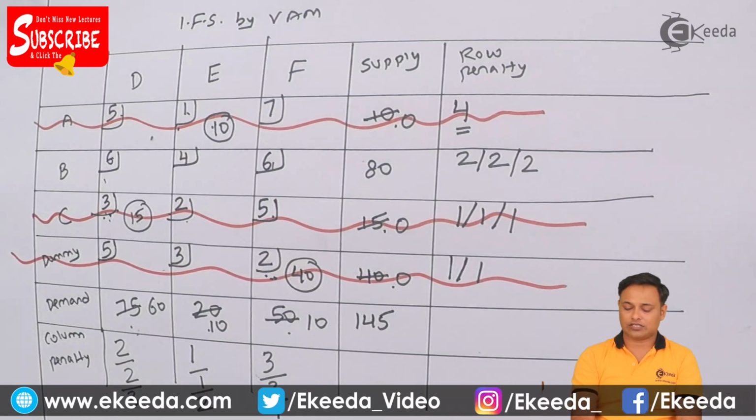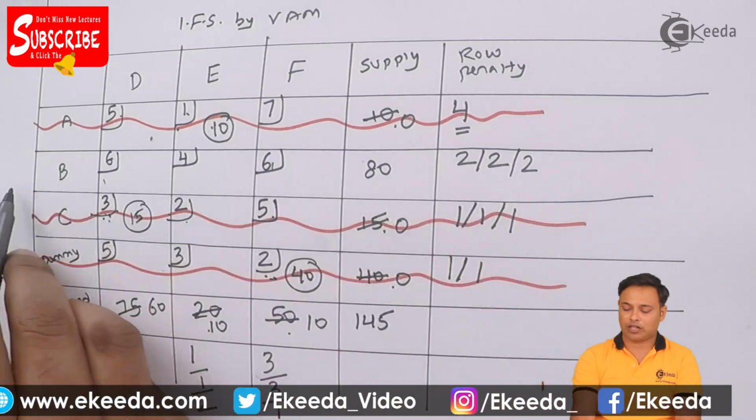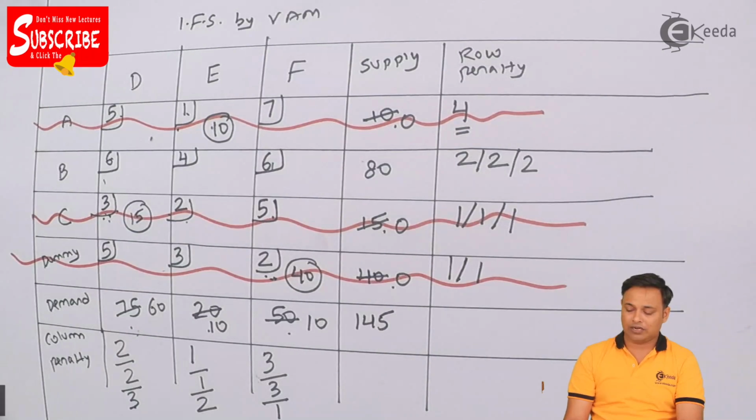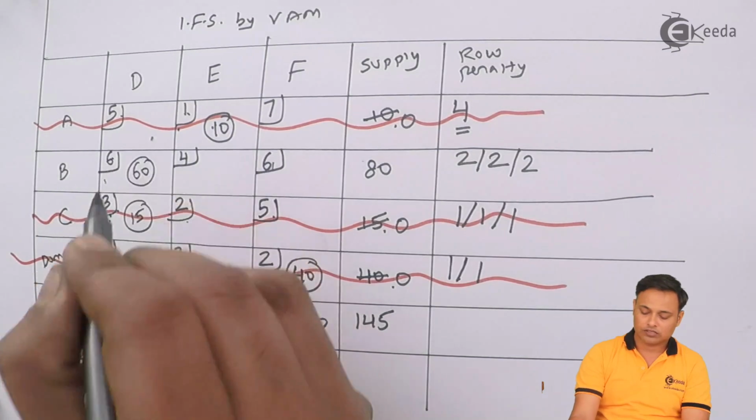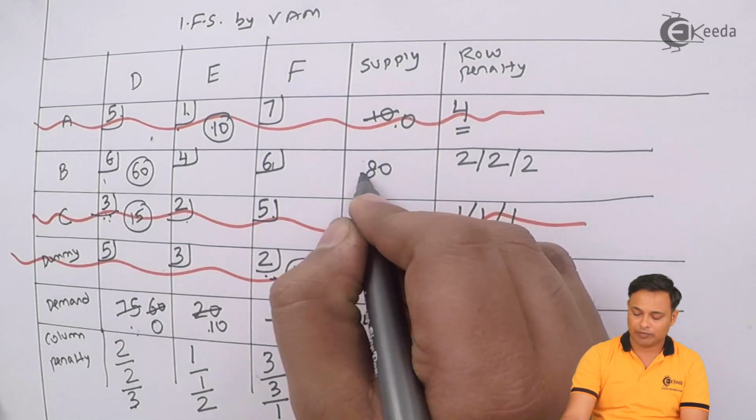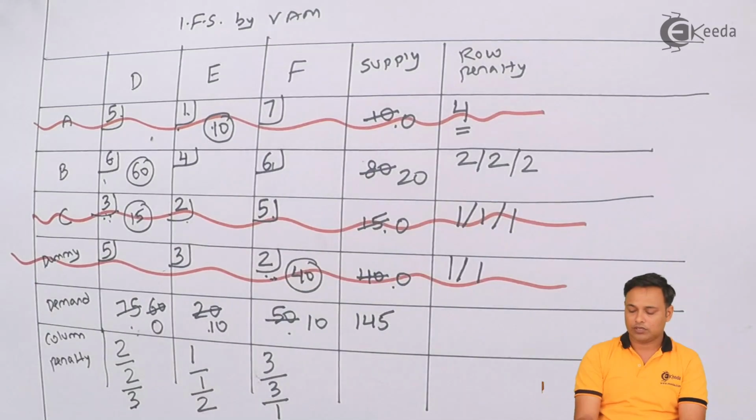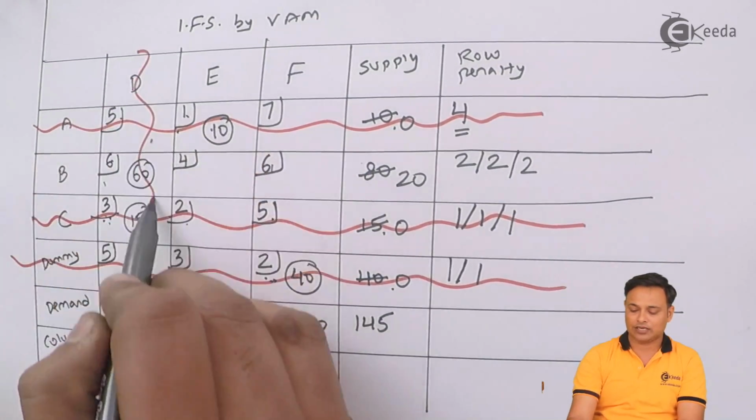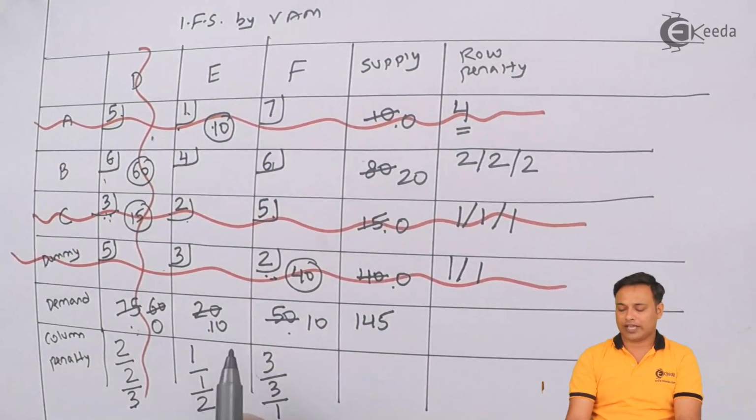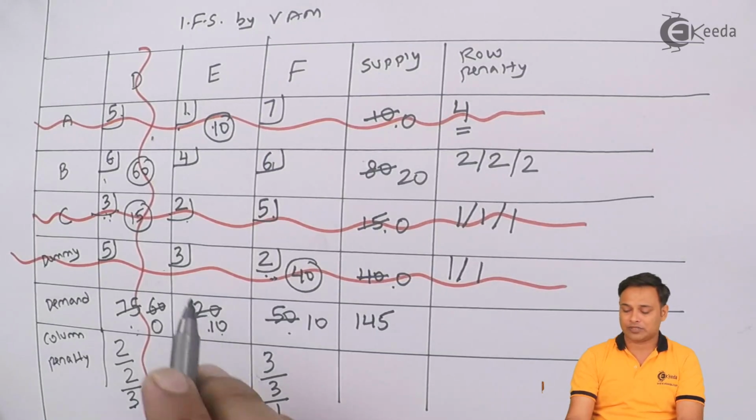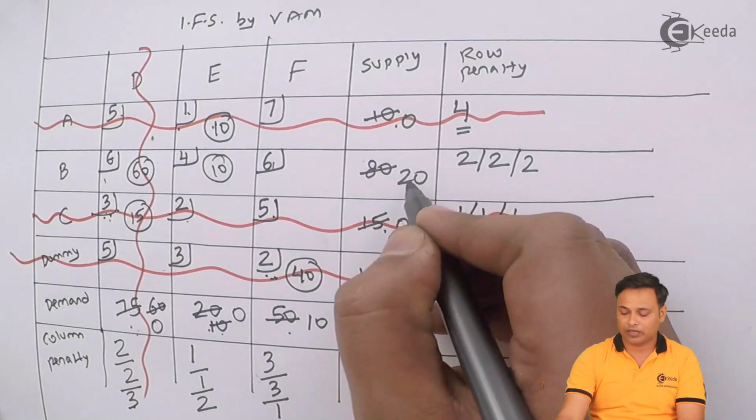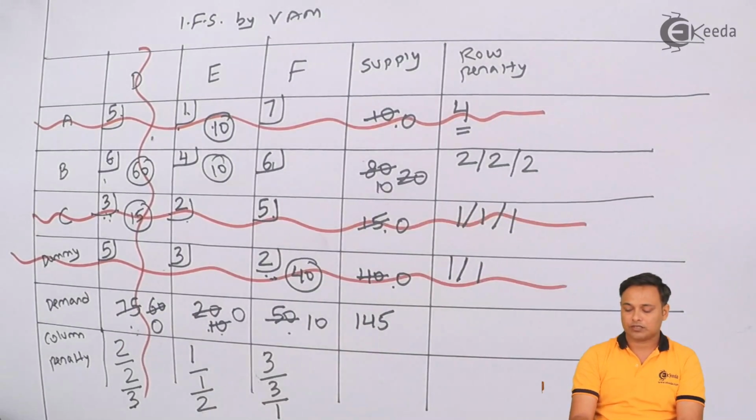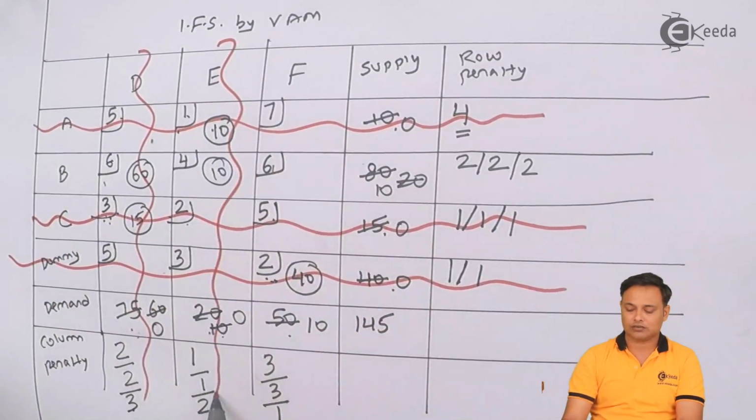Now after this cancellation, you can see I'm left with only one row, that is the B row. At this row, I will directly make the allocation of 60 demand at D. 60 minus 60 will be 0, 80 minus 60 will be 20. Since I got a 0 here, it shall be cancelled. Then the second demand at E, 10, will be satisfied directly here. There is no other option. It will become 0, 20 minus 10 will be 10. Since I got a 0 here, it shall be cancelled.